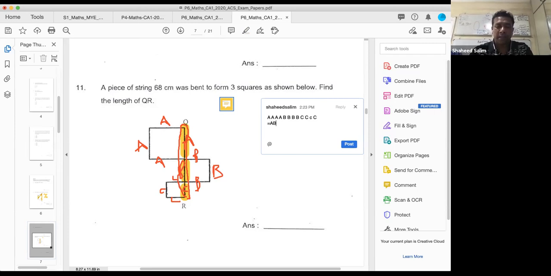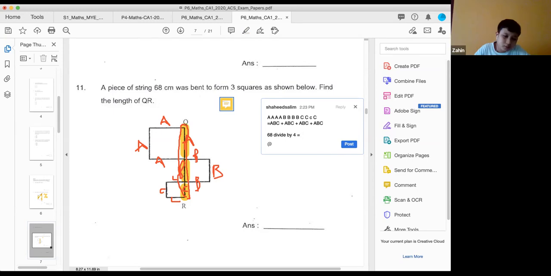This is the same as ABC plus ABC plus ABC plus ABC. Oh, there's 4 ABCs. Correct lah, 4 sets. I just divide this by 4. 68 divided by 4, I get my answer. I get how much? I think 17, divide by 4, not divide by 3. 17, right? 17 times 4 is 68.